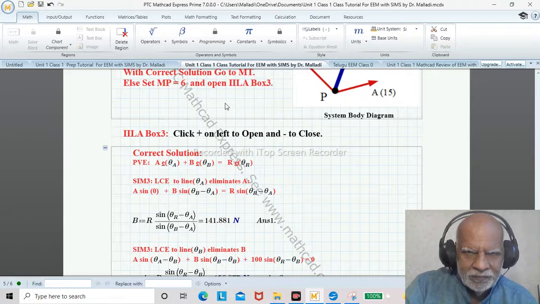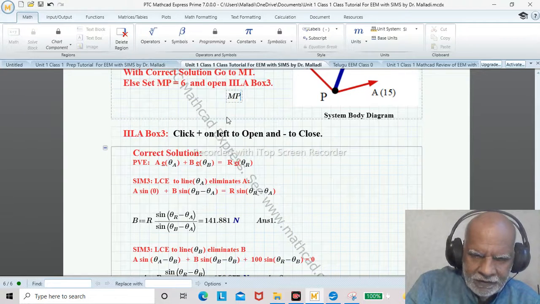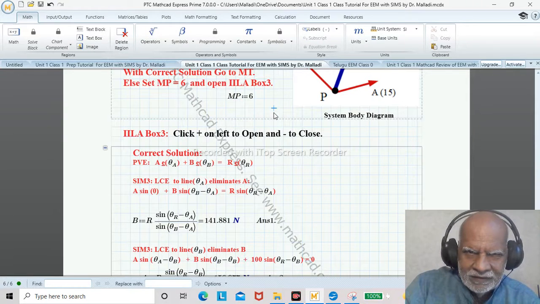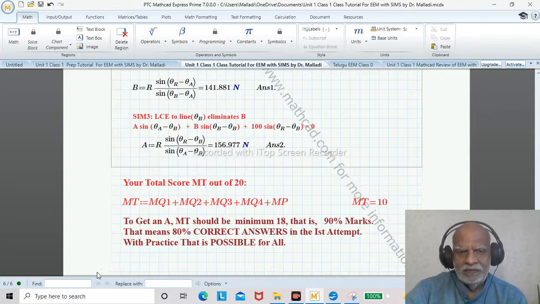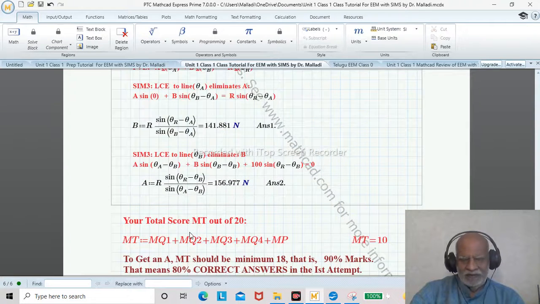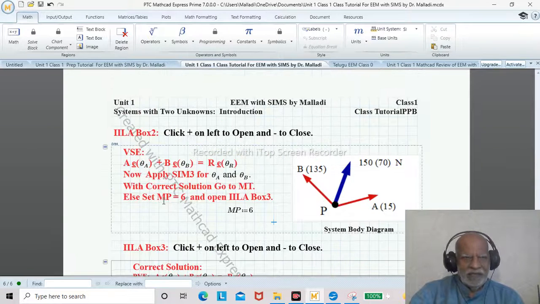I have to put m p, and I put 6, let us say. Take care of it. Then see, it changed. So this way, this is just an example. You can easily get 20 out of 20. And again, I said the same thing as before. So practice this. Try to make the solution as simple as possible, and you'll be very successful.